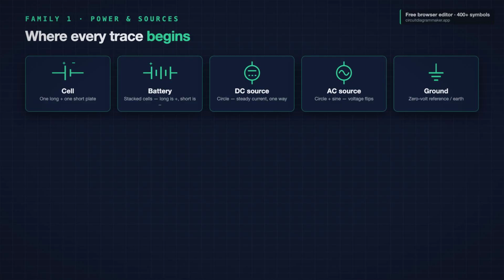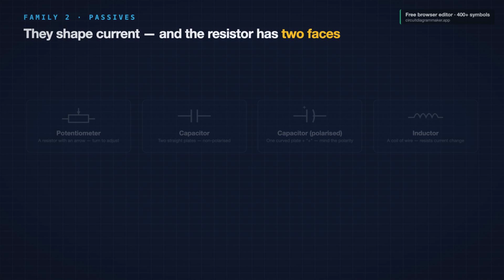Some grounds mean earth, a literal rod in the soil. Others just mean the common return. Same symbol, so read the label. Battery, DC, AC, ground. The fuel tank of every circuit.